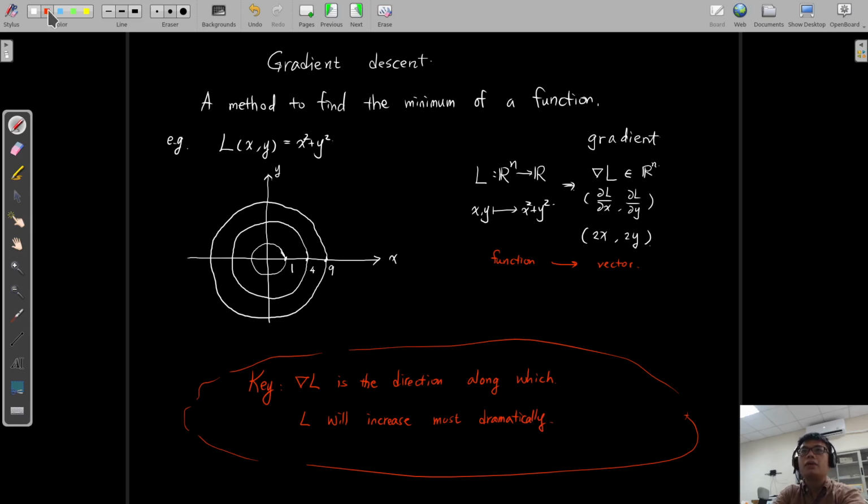Okay, so a few points to emphasize. It is a direction. Okay, it is a direction. And what is this direction? Along this direction, L will increase, and it will increase the most dramatically. Okay, if you follow this line, L will increase. And because it's so important, let me repeat that in Chinese once more.